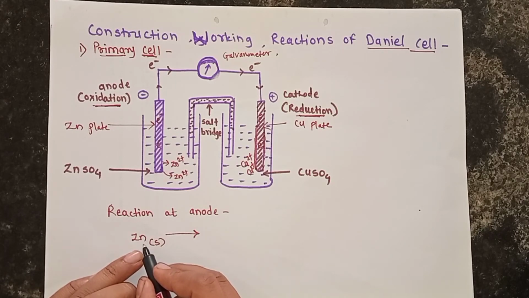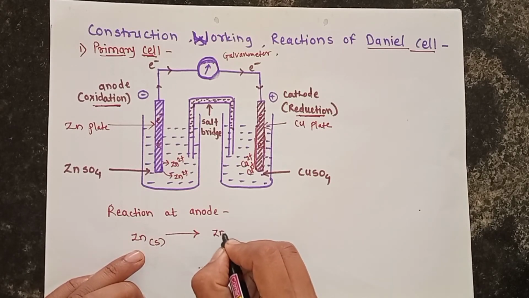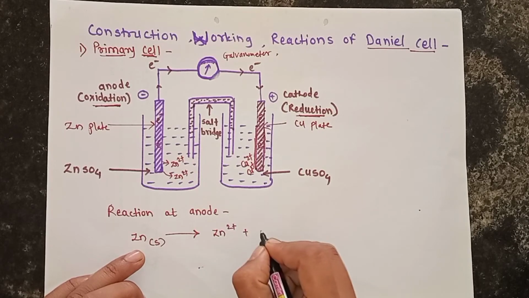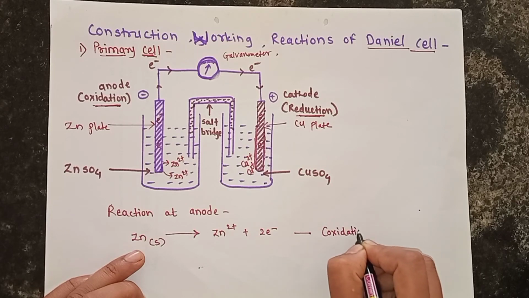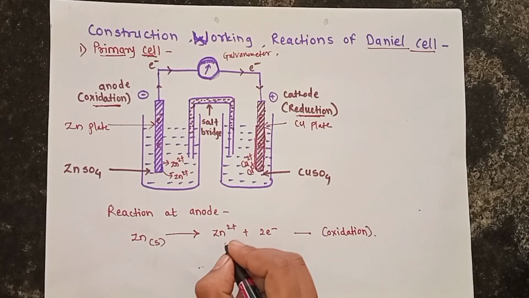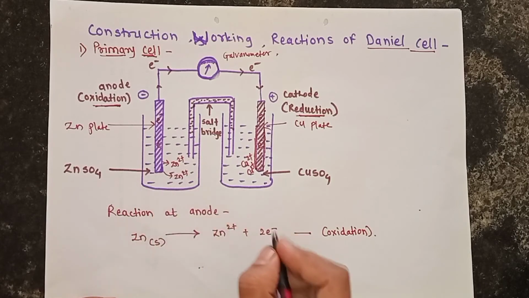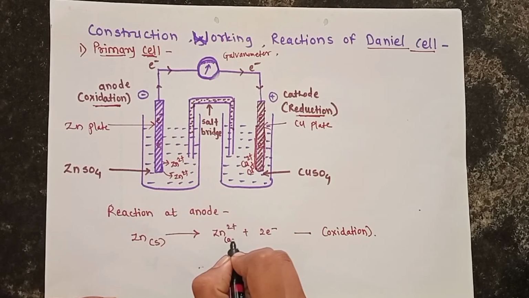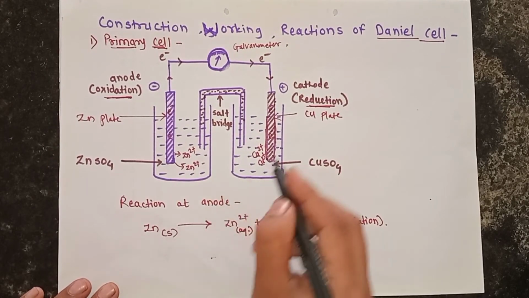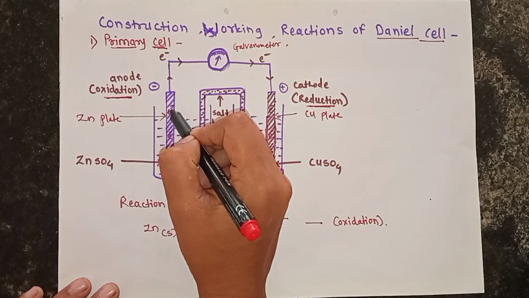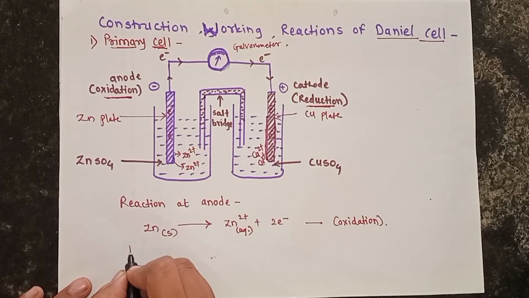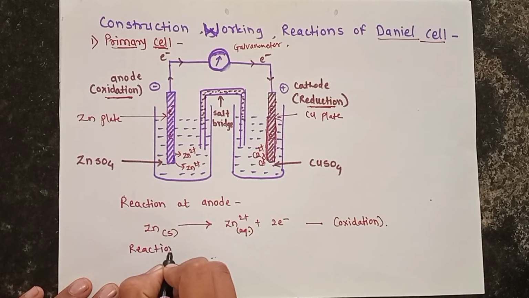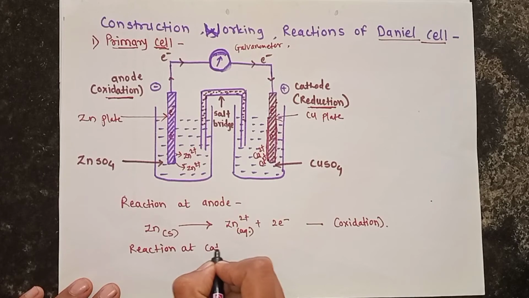So the reaction at the anode is that zinc loses its electrons, so oxidation is carried out, and Zn2+ ions are formed in the solution. These Zn2+ ions will be aqueous. Next, these electrons will be transferred through the metallic wire to the cathode. So let's see the reaction at the cathode.